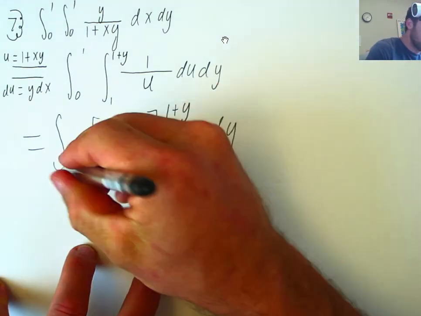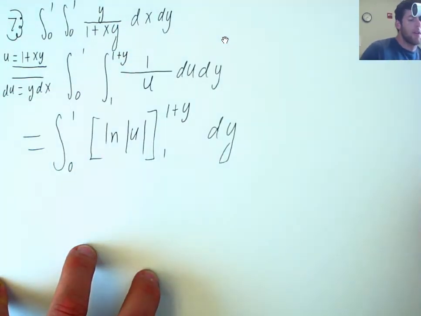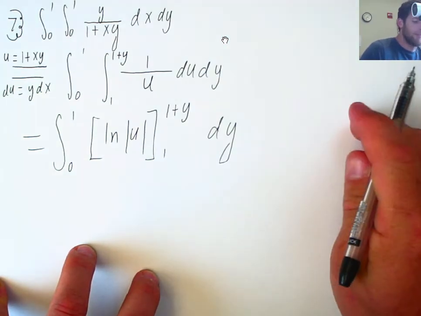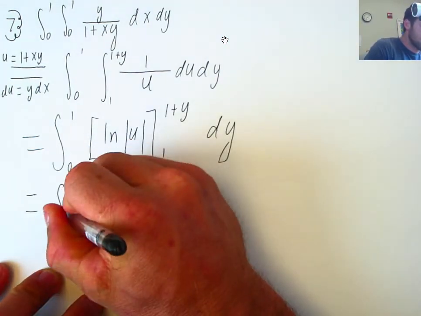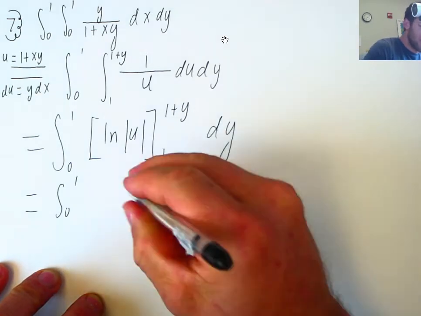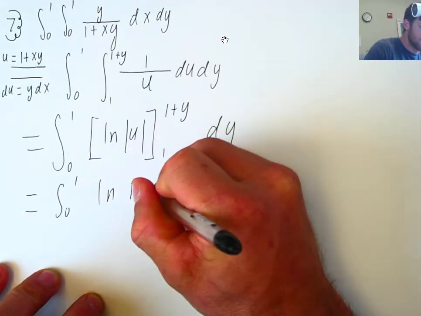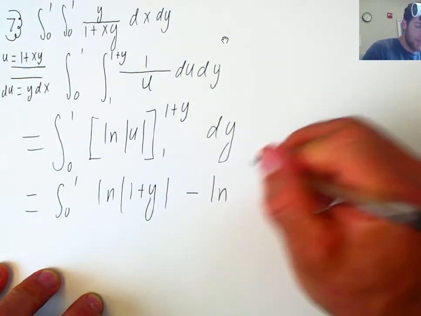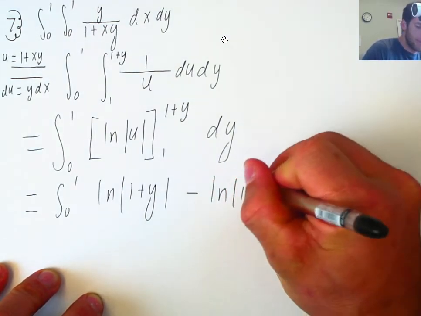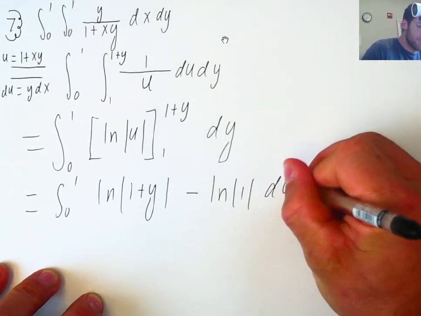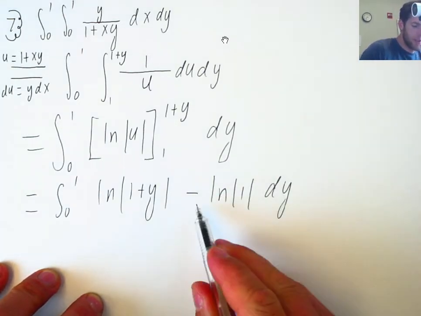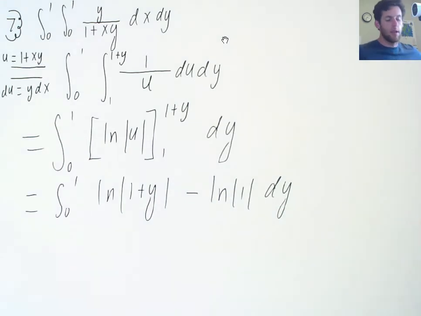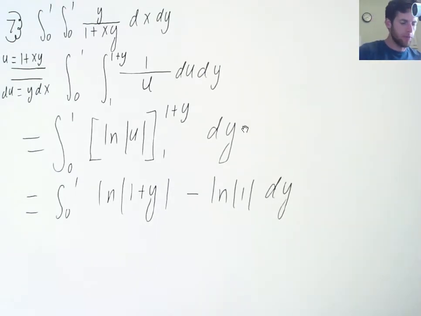And we have yet to deal with this integral from 0 to 1 with respect to y. Substituting in 1 plus y, we get that. And substituting in 1, we get that. The natural log of 1 is 0, so this term is simply going to vanish. Okay, so we're looking for an antiderivative of the natural log of 1 plus y.